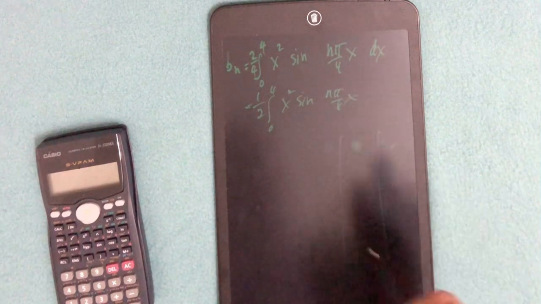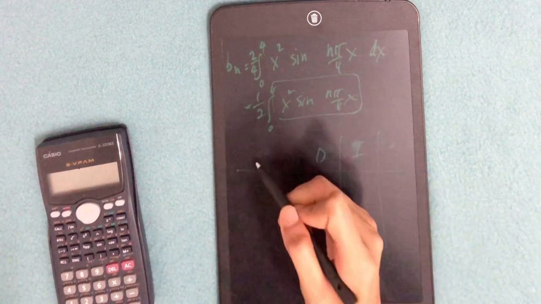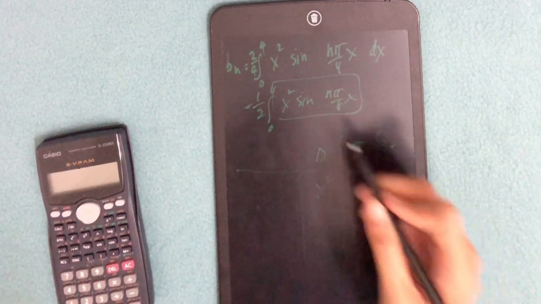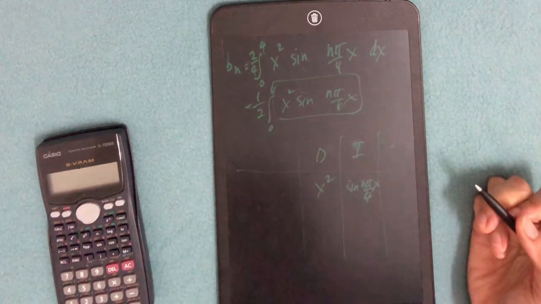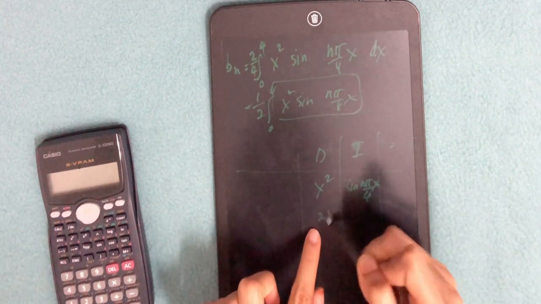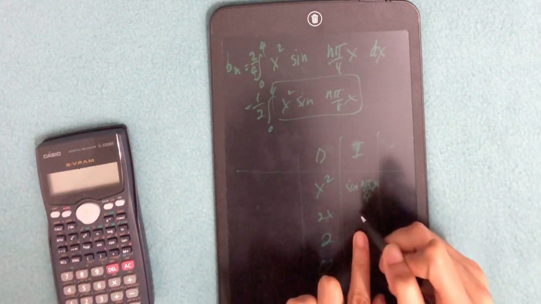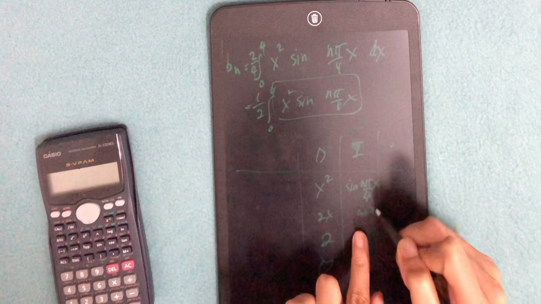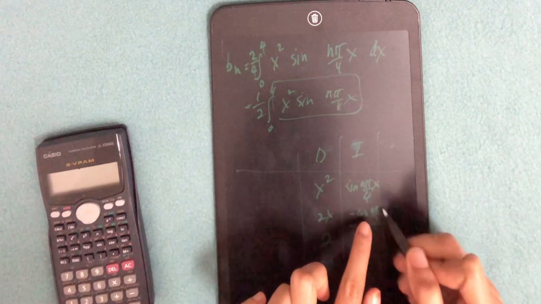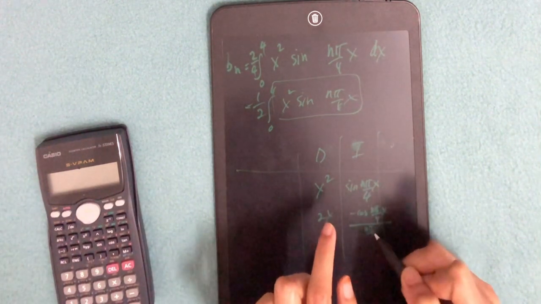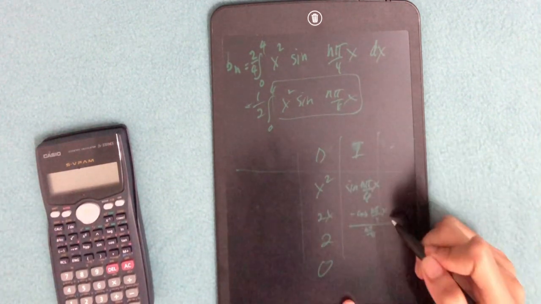You have to do the tabular method because there are two terms here, D and I. D is x square, and for integration it is sine of n pi over 4 x. Differentiate x square, you have 2x, and then you have 2, and then you have 0. Then for this one, integrate sine, what do we have? Negative cos, and make sure you divide by the same thing, n pi over 4.